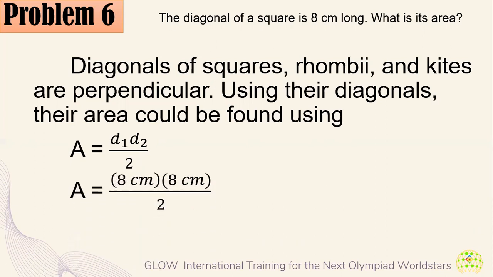And we know that for a square, all of its sides are equal. That's why D sub 1 and D sub 2 for a square are in fact equal. So we have 8 cm times 8 cm all over 2. And 8 times 8 is 64 centimeters squared divided by 2. Then you get 32 centimeters squared. But if you do it the other way, no problem. What's important is we got the correct answer, and we are following appropriate algebraic principles.